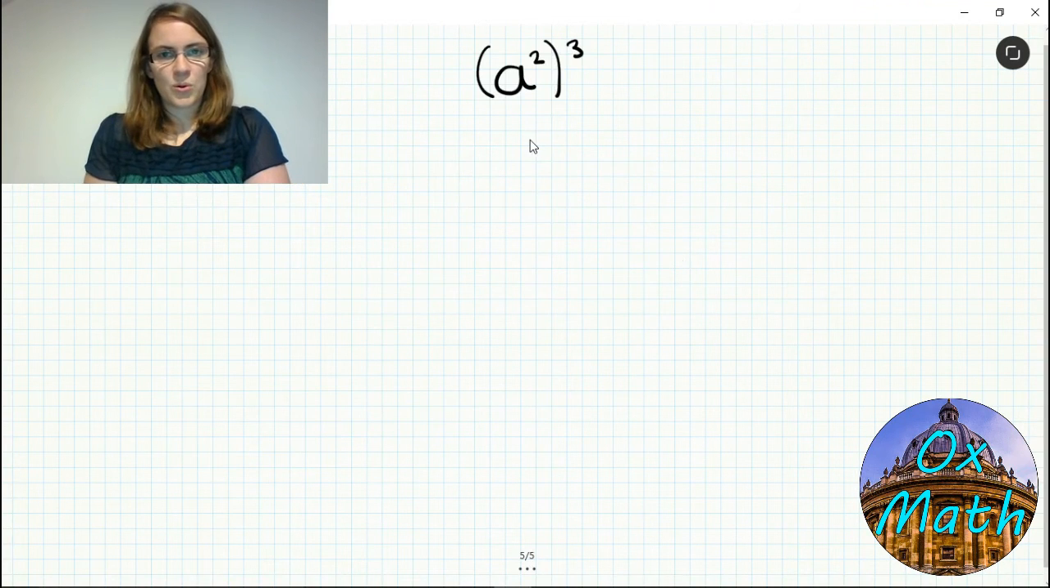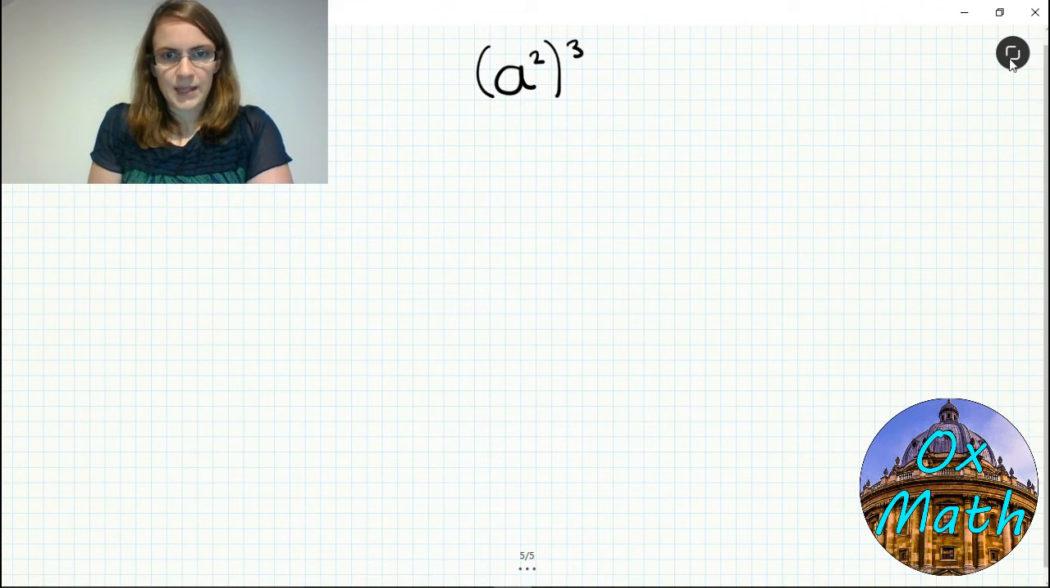So there is one more law that we can look at just from our basic definition of powers, and that is if we have a squared to the power 3, or more generally, something to a power and then raised to another power again. Now remember, a squared means that we are using a twice in a multiplication. So this is effectively the same as a times a, cubed.